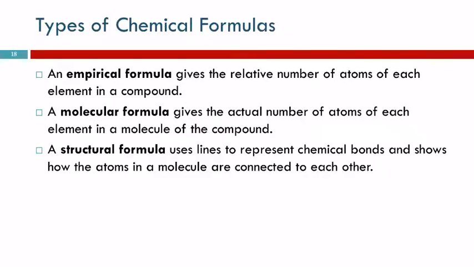There are different types of chemical formulas, and we use them in different situations. An empirical formula just gives us the relative numbers of atoms. Empirical means derived from experiment. So this just gives us relative numbers. A molecular formula gives us the actual number of atoms in a molecule of that compound.